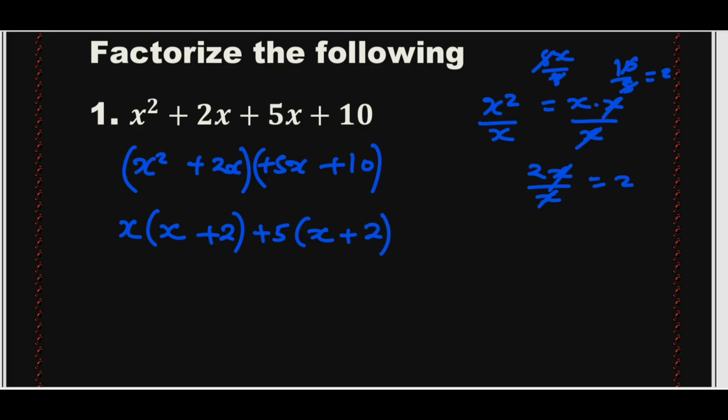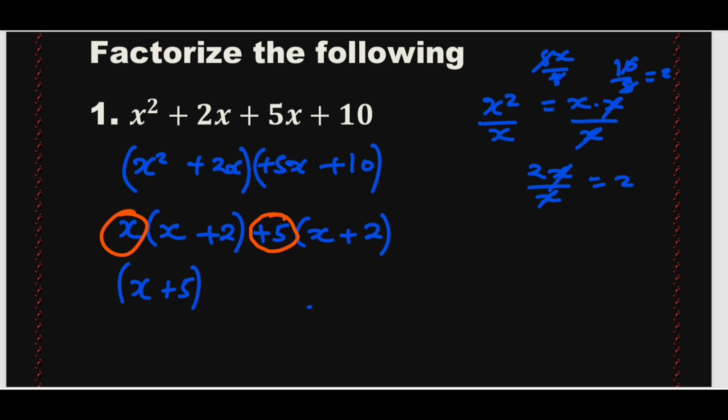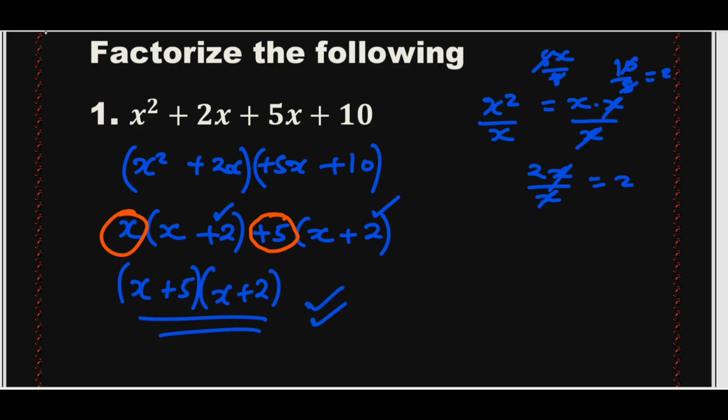Now pick the numbers outside the bracket, x and positive 5. Pick them with the sign before them. Don't leave the sign behind. So this one will now give us x plus 5. Those are the numbers coming from outside the brackets. Because this bracket and this other one are the same, just pick one of them, x plus 2. So this is what we will end up with after that factorization, x plus 5 into x plus 2.